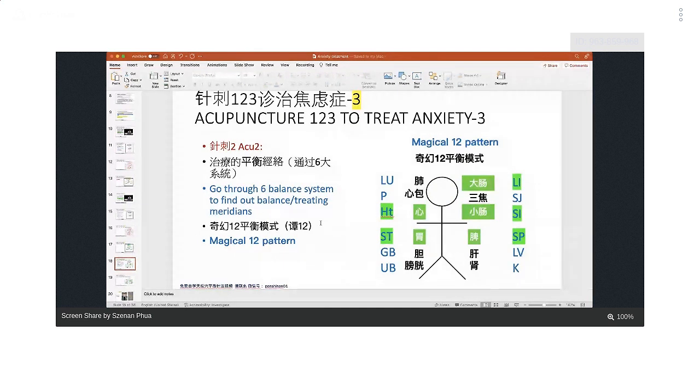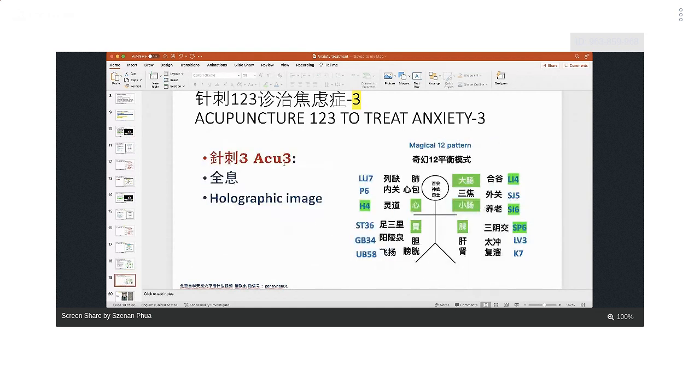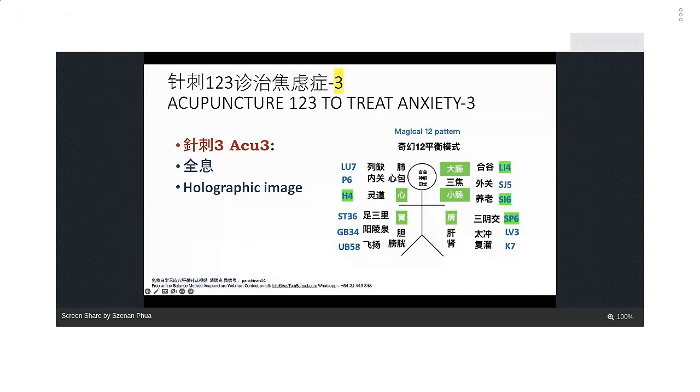When we treat all the meridians, we treat hand 3 yang on the right side, hand 3 yin on the right side, hand 3 yang on the left side, then hand 3 yin, foot 3 yin on the left side, foot 3 yang on the right side. Okay, 12 meridians, we treat it all. And this is the point. You may want to take a picture of it. Okay, for this, we call it the magical 12 pattern.